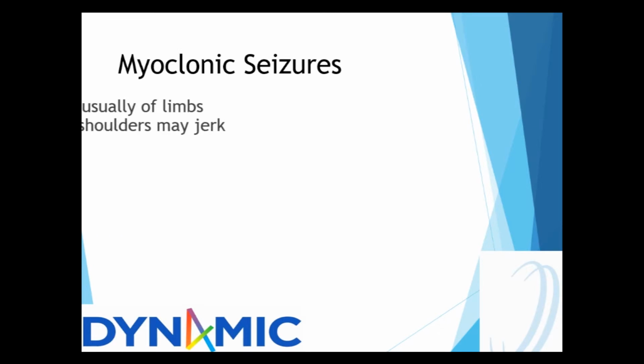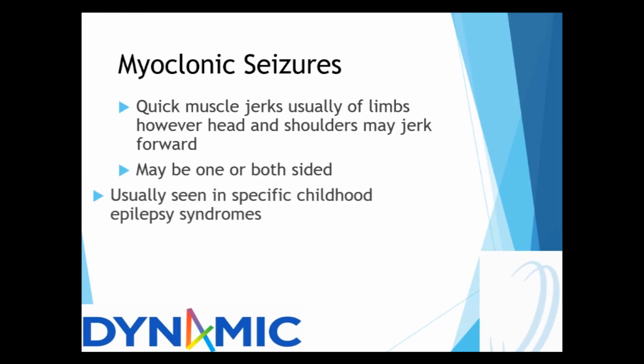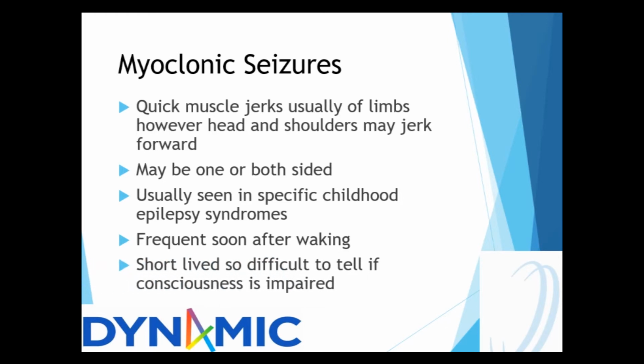Myoclonic seizures. Quick muscle jerks usually of limbs, however the head and shoulders may also jerk forward. May be one or both sided. Usually seen in specific childhood epilepsy syndromes. Frequent soon after waking. Short-lived, so it's difficult to tell if consciousness is impaired.